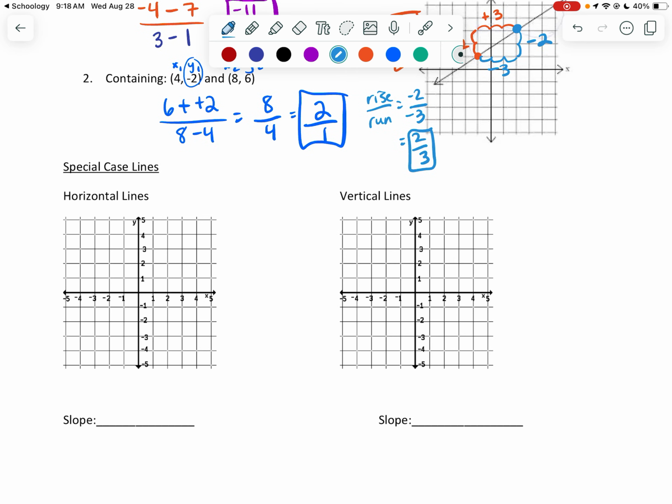Next thing is a couple special cases. So horizontal lines. Horizontal goes left to right, right? So if I just draw in a line here, I'm going to draw it at 2.